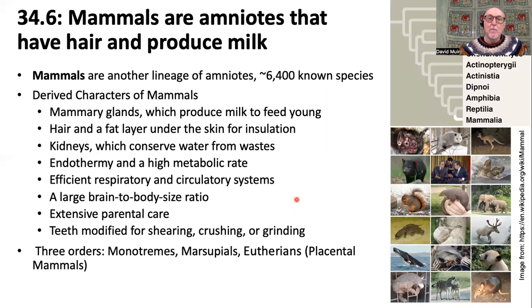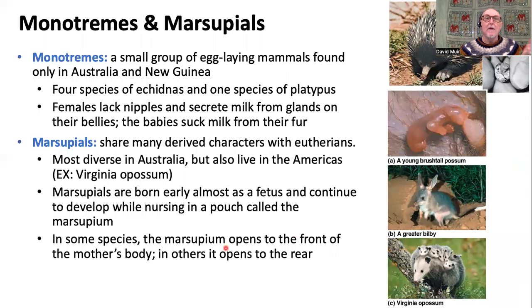Now, there are three groups of mammals. These are the monotremes, the marsupials, and then the Eutheria. The Eutheria are the placental mammals, of which we are one.